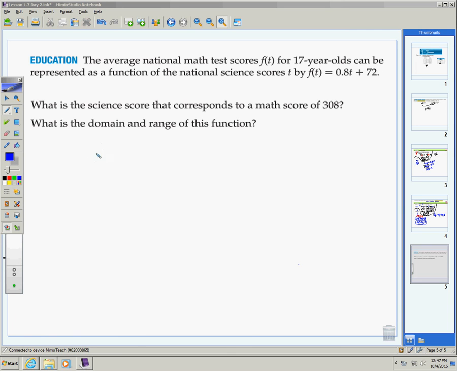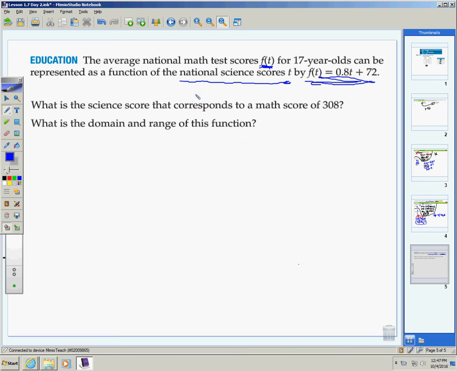What we're going to do for this lesson is just to look at a word problem. We've got the average national math test scores, f of t, for 17-year-olds, which can be represented as a function of the national science test scores, t, by f of t equals 0.8t plus 72.